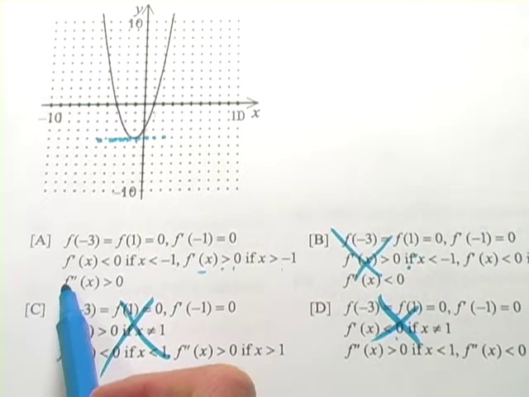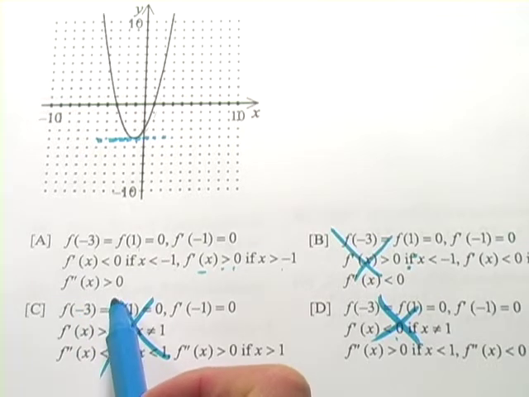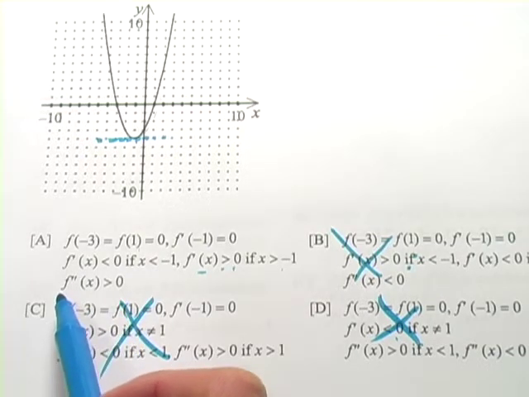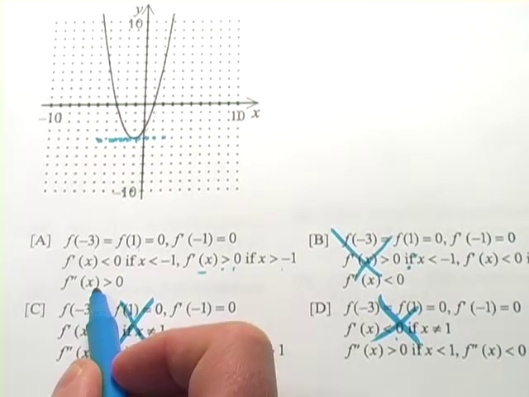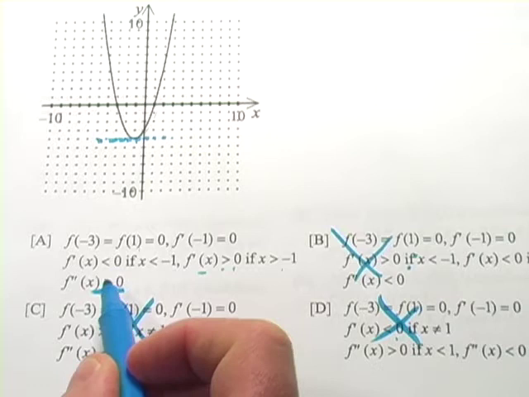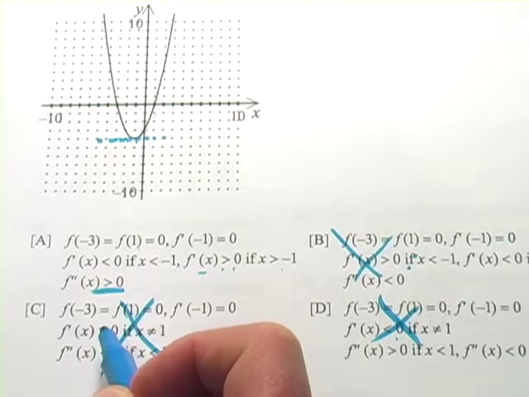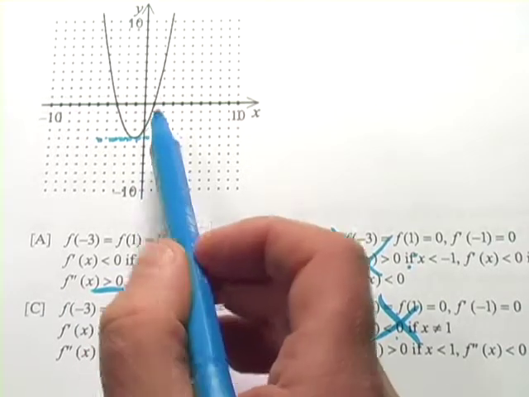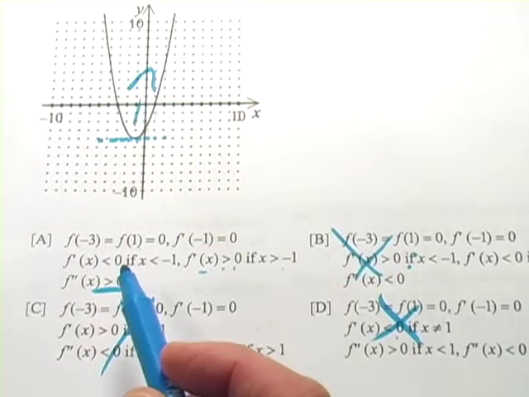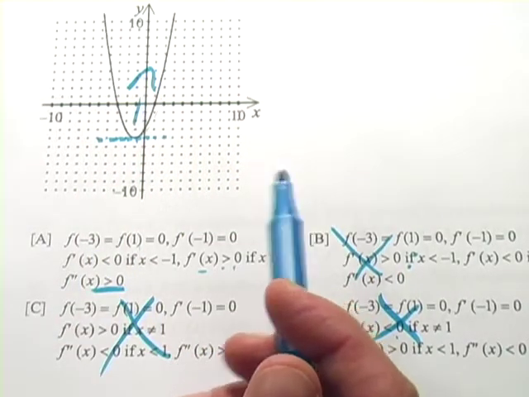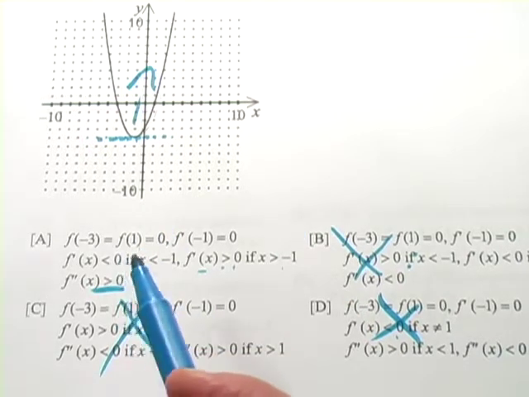It says f double prime of x is greater than 0. That's the second derivative, and what the second derivative tells us is concavity. If this is greater than 0, it's saying it's concave up the whole time. And if you look at the graph, you've got this cup shape and it's pointing up. It's concave up everywhere. So that fits. Let's try another one like this.